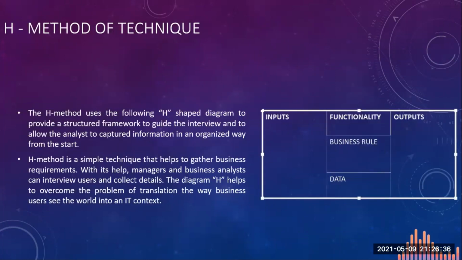Now, let's look at the H method technique. The H method uses the following H-shaped diagram. You can see it here. Now, this kind of makes an H shape to provide a structured framework to guide the interview and to allow the analyst to capture information in an organized way from the start. The H method is a simple technique that helps to gather business requirements. With this help, managers and business analysts can interview users and collect details. The diagram H helps to overcome the problem of translation, the way a business user sees the world into the IT context.